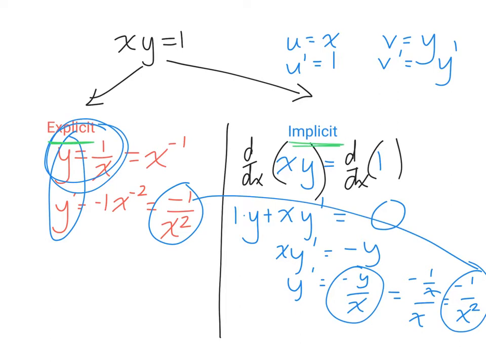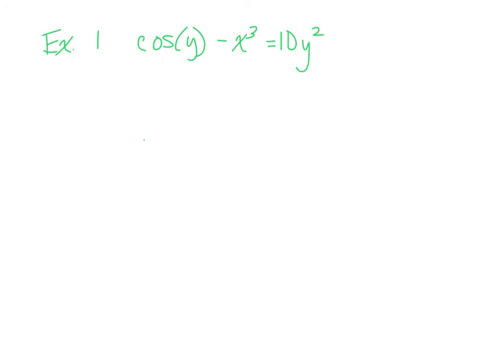Now I know what you're thinking. Why would I do it this method when explicitly is so much easier? Well, not all functions can be written explicitly. If you can solve a problem explicitly, that would be the first method. But let's look at an example where you can't do that. Let's say we have the cosine of y minus x cubed is equal to 10y squared. This equation would be very difficult to try to solve for y. So here's some guidelines to follow.